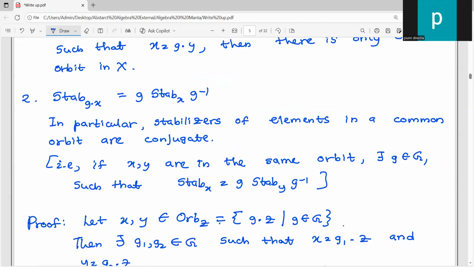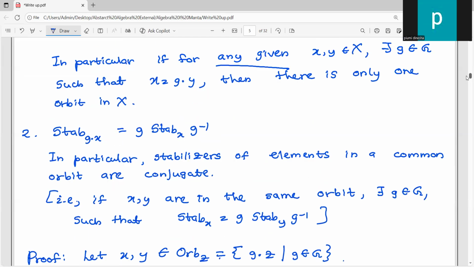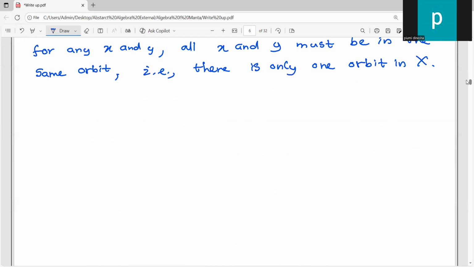No, madam. Right. Now, first we will show that the stabilizer of g dot x can be written as g stab x times g inverse. In particular, stabilizers of elements that are in a common orbit are conjugates. So you take any two elements in the same orbit, the stabilizers must be conjugate. Okay. The proof of the second one.